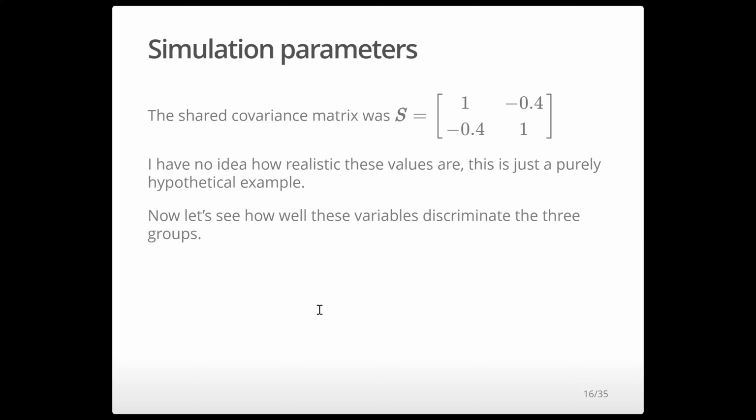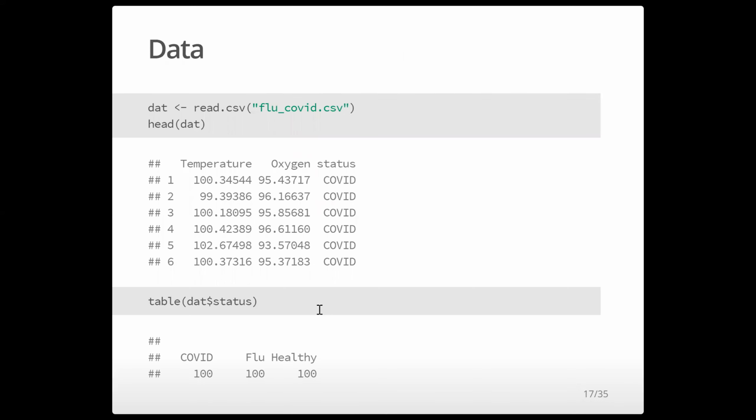This is the shared covariance matrix. I have no idea how realistic these values are. It's purely a hypothetical example. So let's see how this works. Here's a look at our data. We see we have 100 observations for each class.